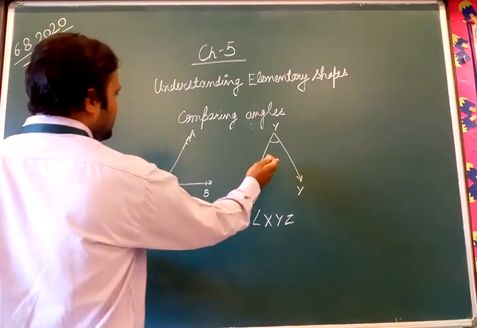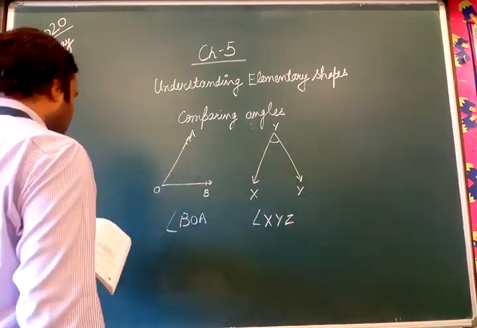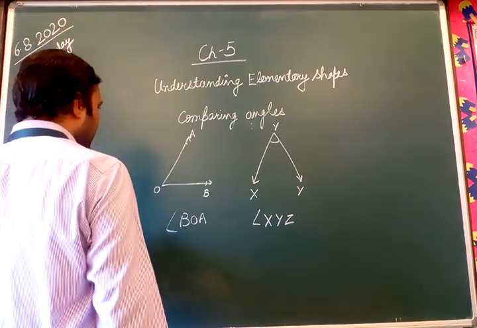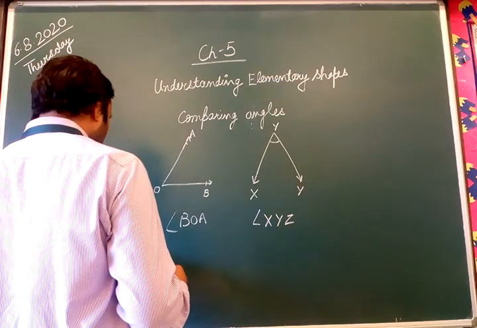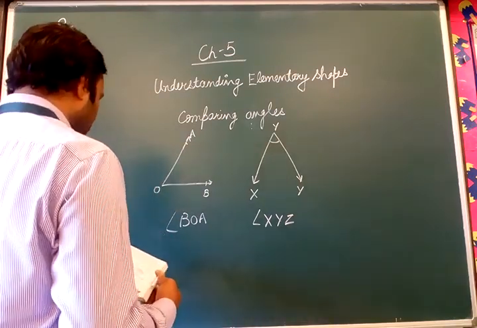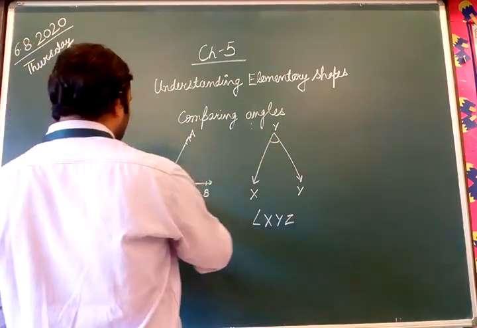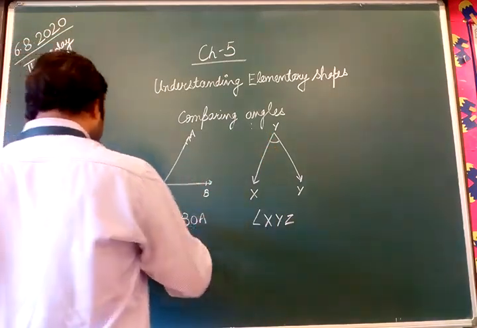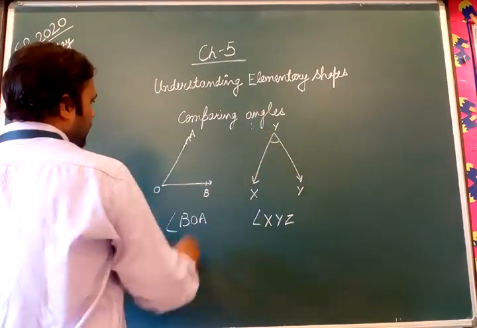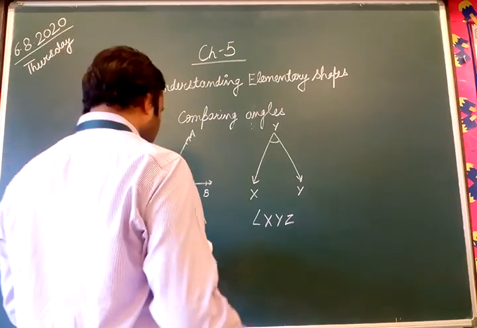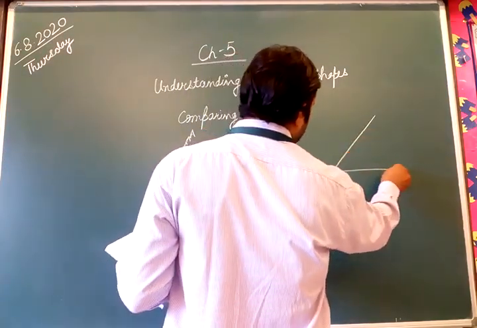So you have to trace this paper on this angle, like XYZ on angle BOA, such that Y falls on O and YX along the BO. So Y along the O and YX along OB. So you have to place it. So what we have to do? We have to draw the angle like this.